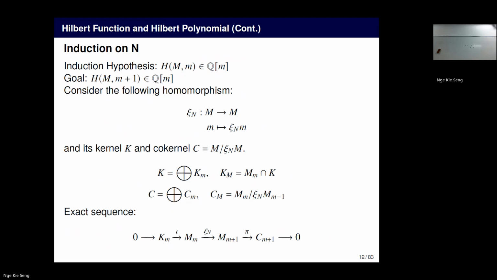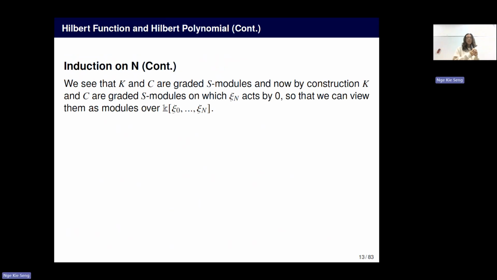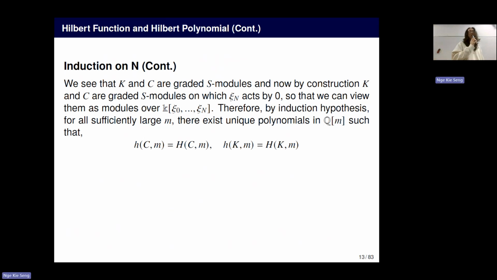Iota is the inclusion map, psi n is the map we just defined, and pi is the natural projection map. The exact sequence implies that the kernel of the right map equals the image of the left one. What we are going to see is that K and C, which we proved are graded, can be seen as modules over K psi n. By saying this, we want to show that the induction hypothesis acts on these two modules as well.